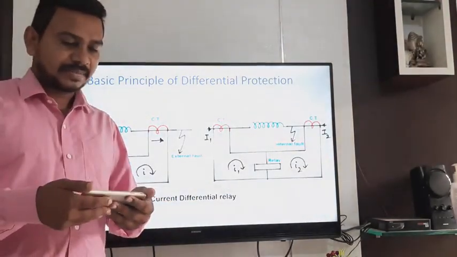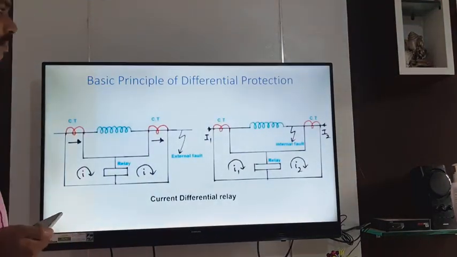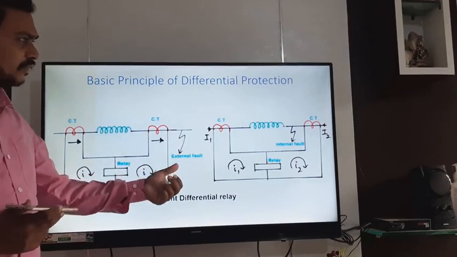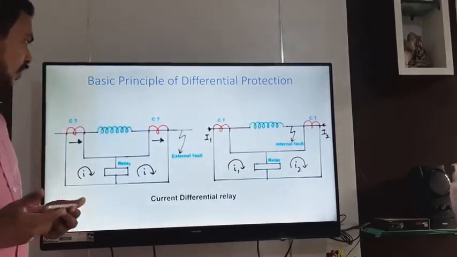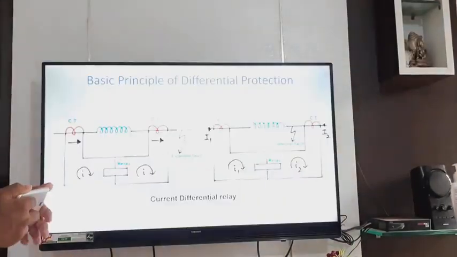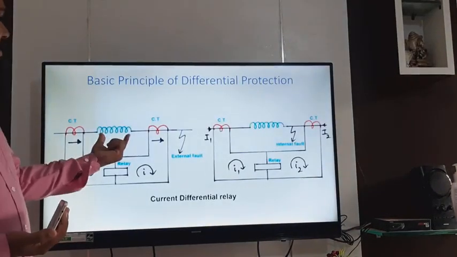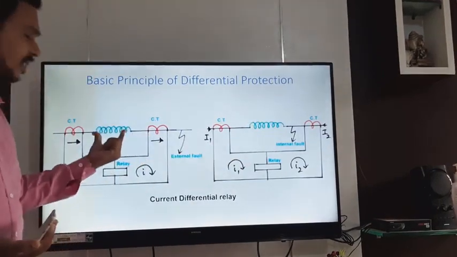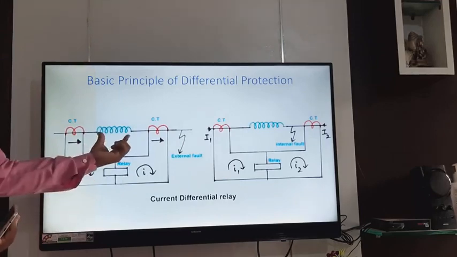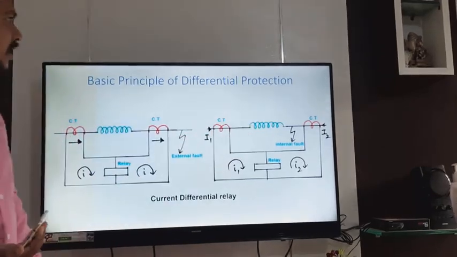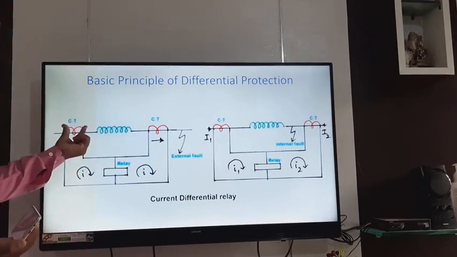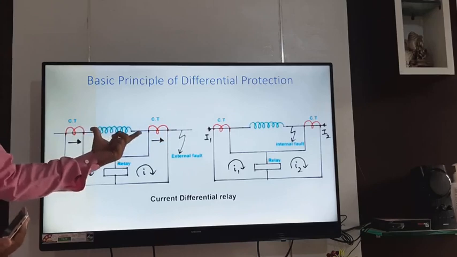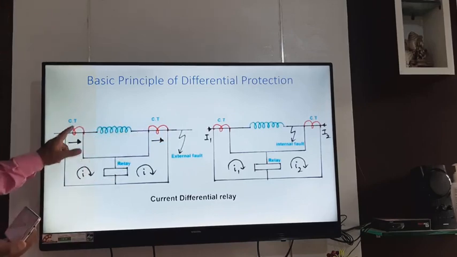Now the basic principle of differential protection. This circuit shows the external fault and this circuit shows the internal fault. Here it is a single line diagram. This coil or winding is the generator winding, and we are protecting this generator winding using differential protection. Here are CT1 and CT2. Two CTs are placed on both sides of the generator winding.